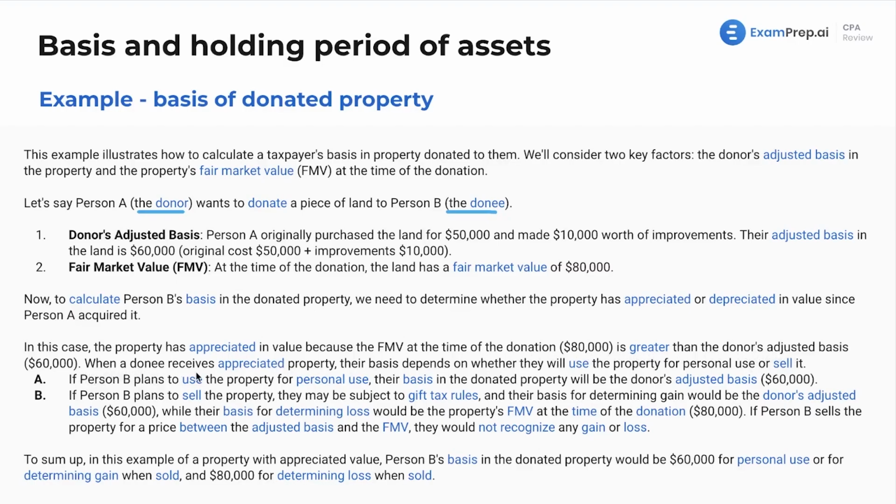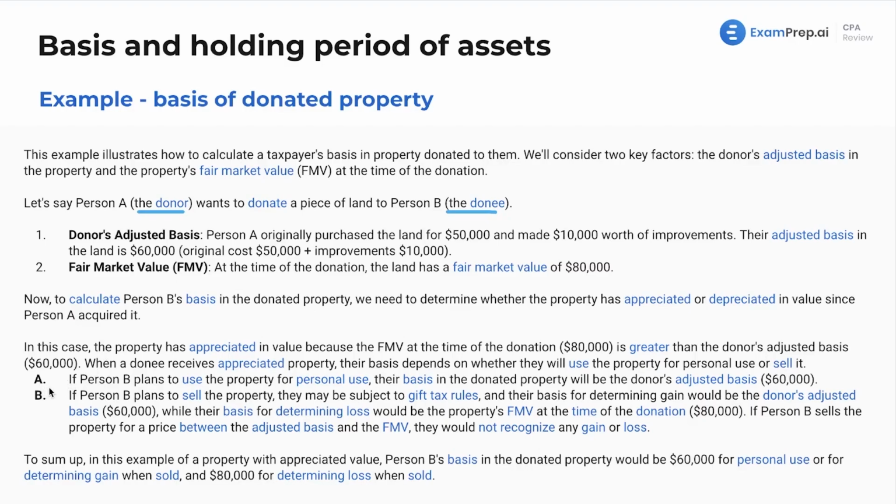Now, when a donee receives appreciated property, their basis depends on whether they will use the property for personal use or sell it. Now, these are some rules. These are some new rules being introduced. I like to introduce rules through examples because it's a great way to see how it actually works as compared to me just kind of talking about the rules and not really applying them.